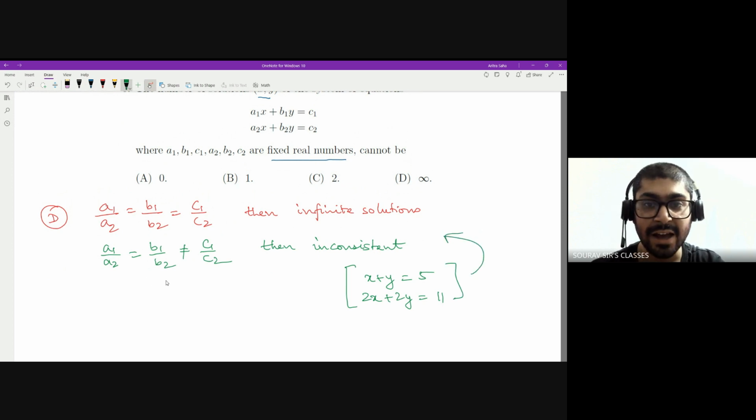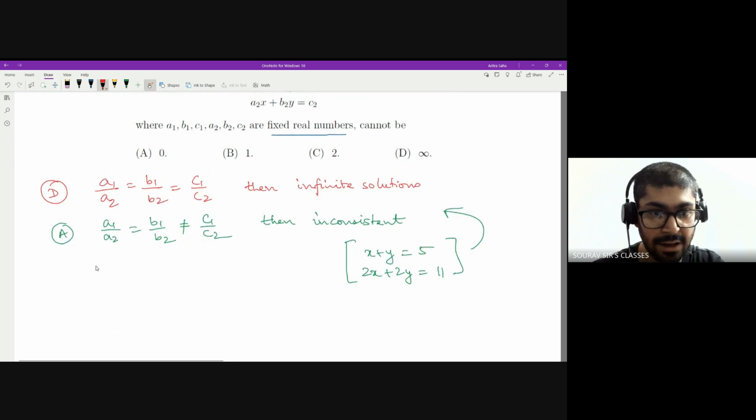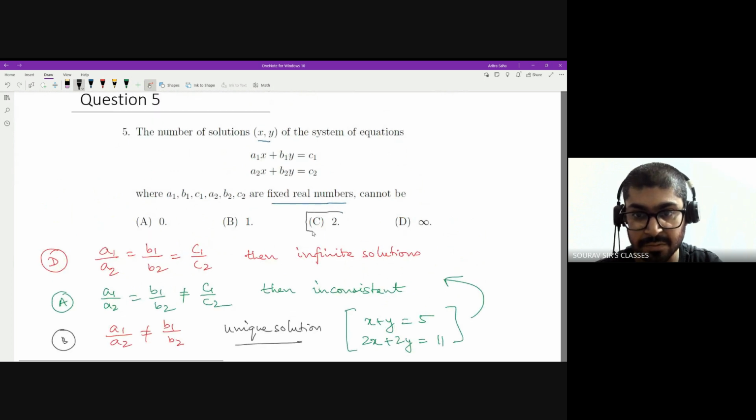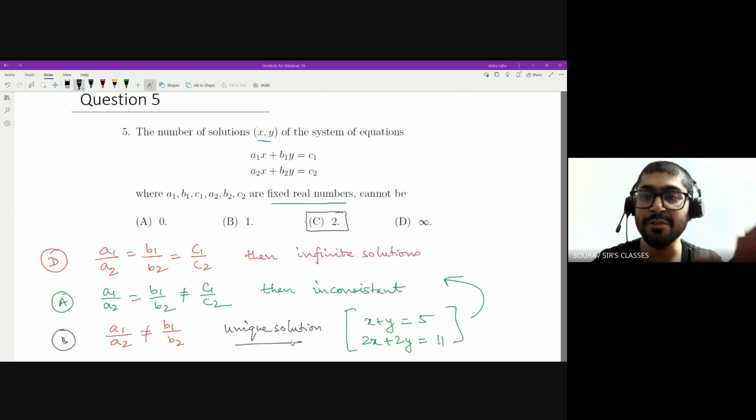Now this means that we'll have zero solutions, right? Zero solutions means option A has been covered, and now we have a1 by a2 not equals to b1 by b2. When this happens, we do not even check c1 by c2. This means unique solution. All right, unique solution means we have exactly one solution, so option B gets covered. So there is no guarantee on option C, right? Because there is no fixed condition by which we can make it certain that the equation will have two fixed solutions, right? Two solutions might be there, but they will be a part of option D.